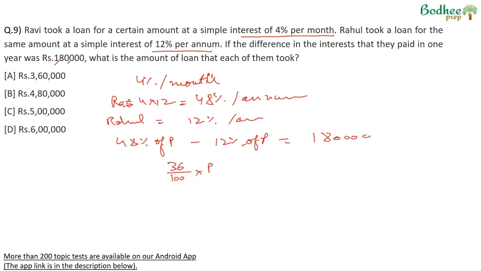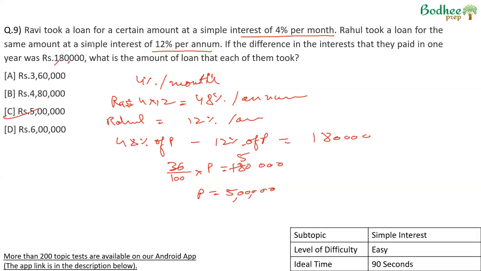48 minus 12 of P is equal to 180,000. 36 5s are 180, and therefore P will be 5,000,000, which means 5 lakh rupees. Option C becomes the answer. Straightforward question, easy. Just multiply 12 into 4, subtract from it, and then take the percentage. Should not take more than 90 seconds to solve.